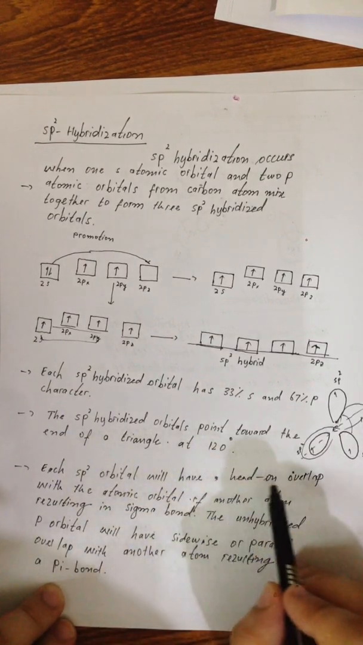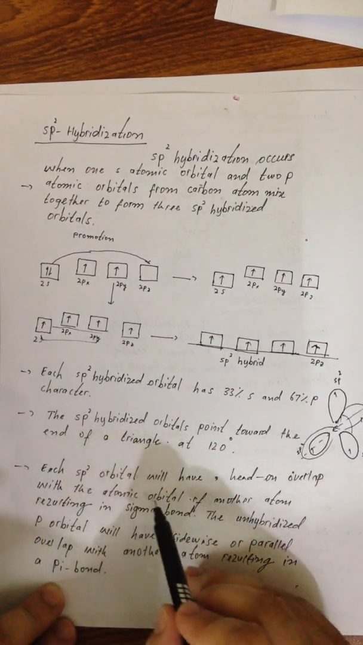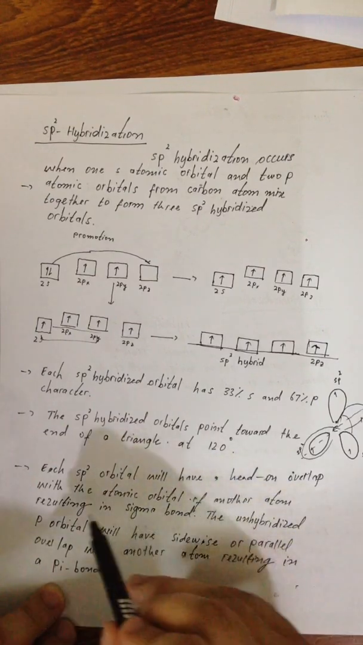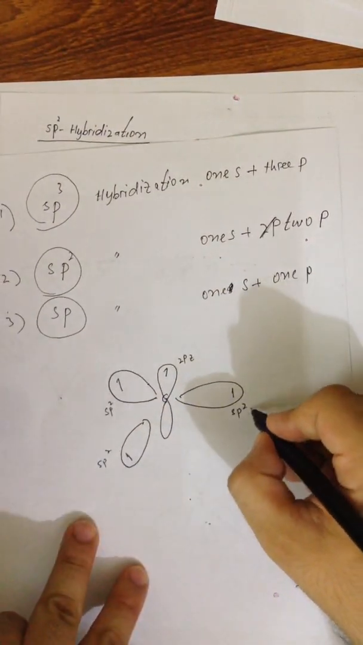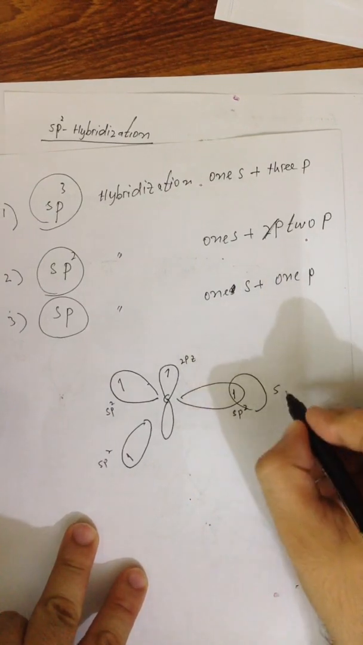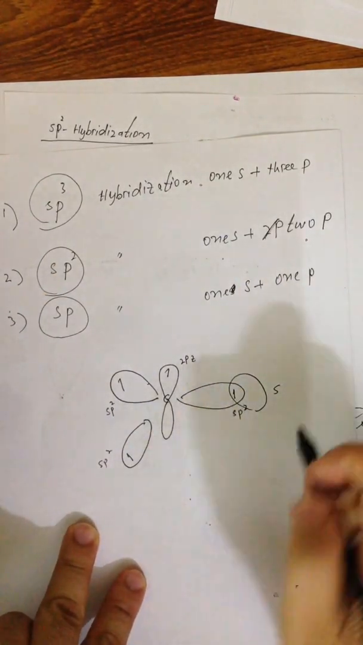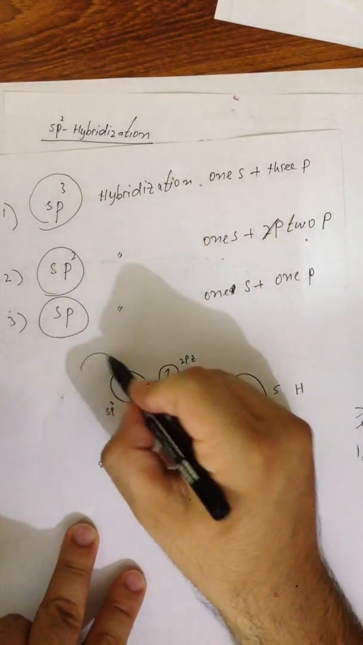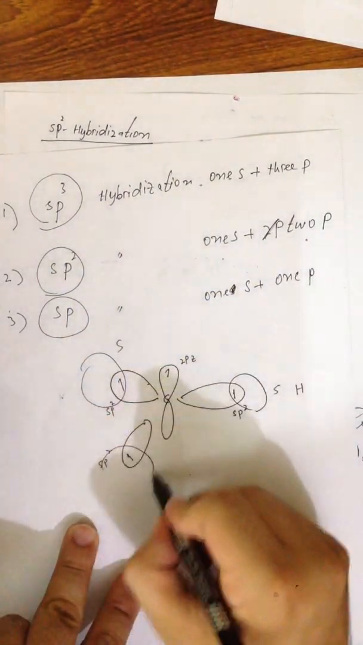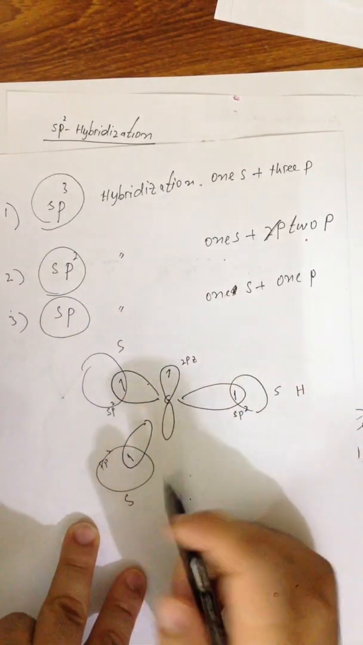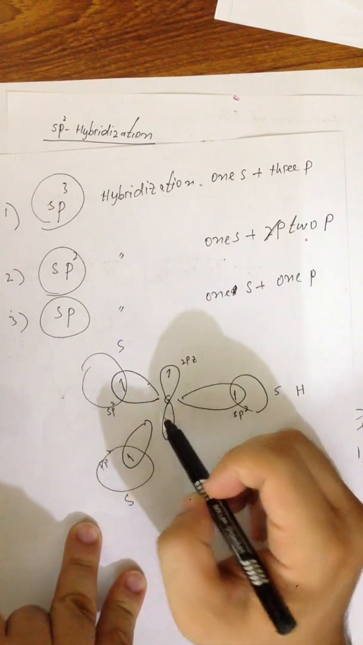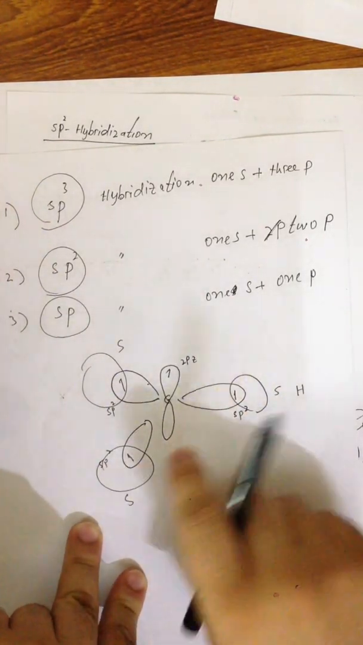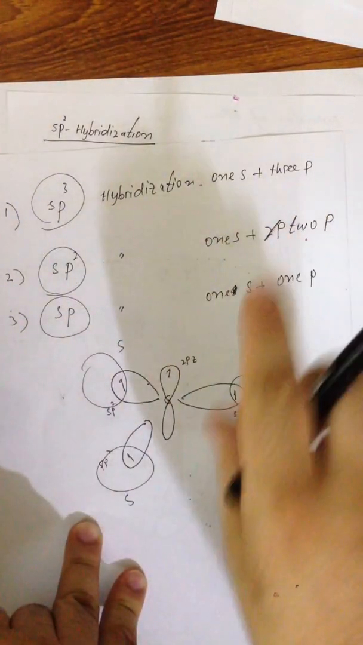Each sp2 orbital will have a head-on overlap with the atomic orbital of another atom, resulting in a sigma bond. These hybridized orbitals will have head-on overlap with the s orbital of a hydrogen atom, for example, just like this. But this unhybridized orbital cannot have a head-on overlap, so it is going to have a parallel overlap.